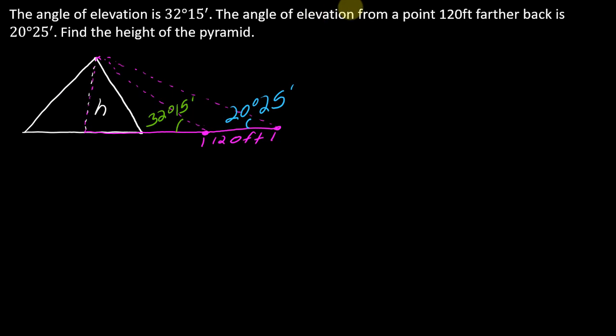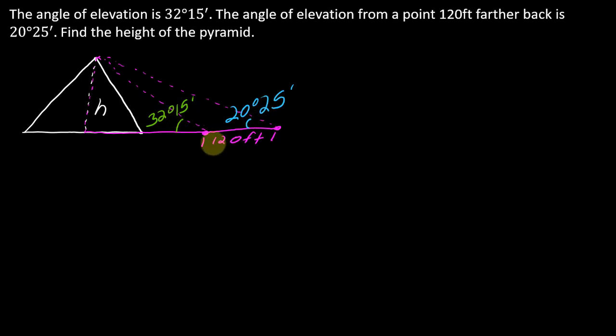And then the angle of elevation from a point 120 feet farther back is 20 degrees and 25 minutes. So I've got that marked here. So find the height of the pyramid. Okay, so I've marked this picture. This picture is pretty important. So I would actually recommend, once again, that you pause this, because this picture is going to really help us figure things out. So I have this angle here.